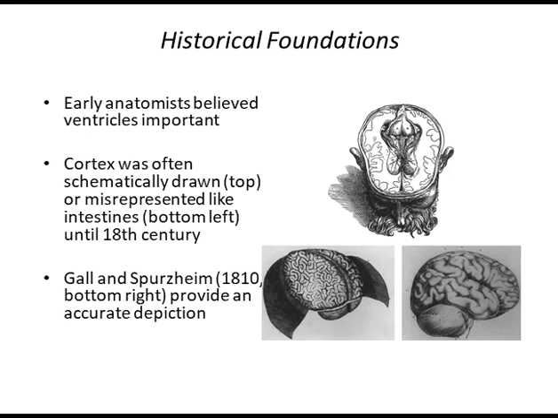In the early views, anatomists believed that ventricles, those spaces in the brain, were very important. Cortex was often schematically drawn on top or misrepresented like intestines on the bottom left until about the 18th century. Later, we see a more accurate depiction of the brain on the far bottom right.